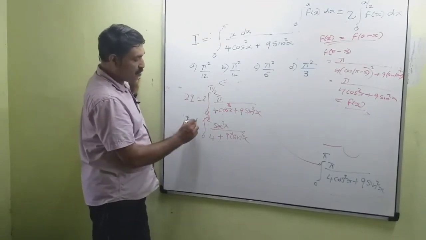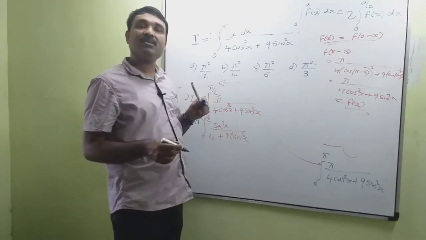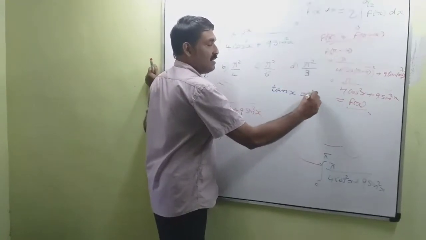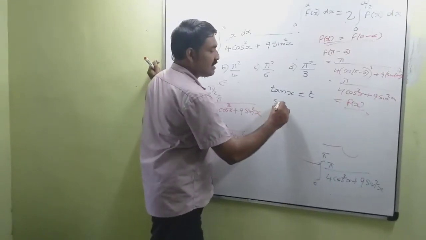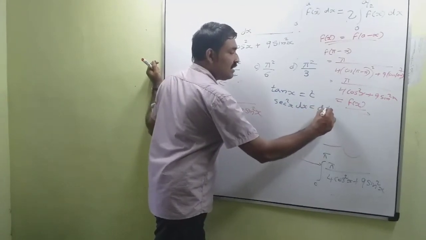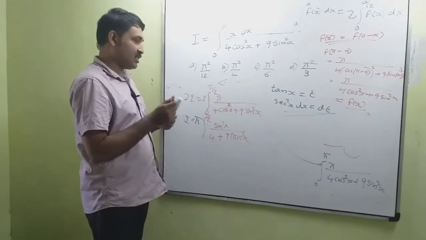So this I is equal to pi into this integration. Now put tan x is equal to t. Now differentiate. This will become sec square x dx, that is equal to dt. Okay. Now apply the limit of integration.